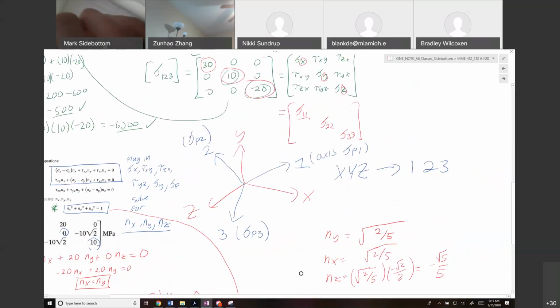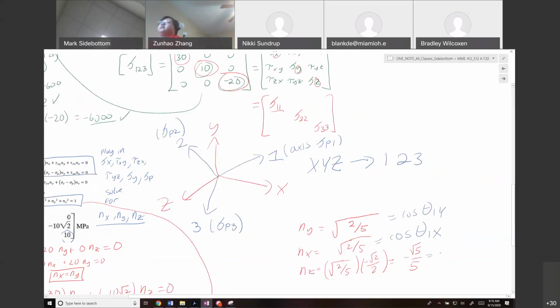These three are our directional cosines. What each of these corresponds to is the cosine of the angle between our first principal stress axis and x. This one is the cosine of the angle between our first principal stress axis and the original y-axis. And this last one is equal to the cosine of the angle between our first principal stress axis and the z-axis.